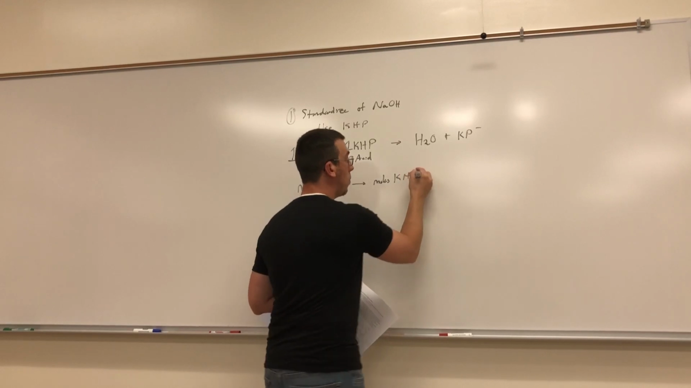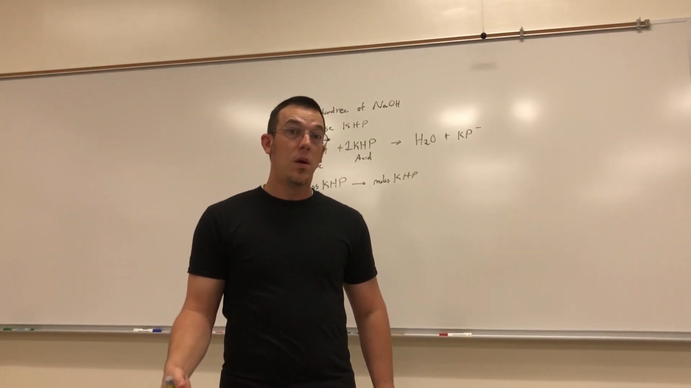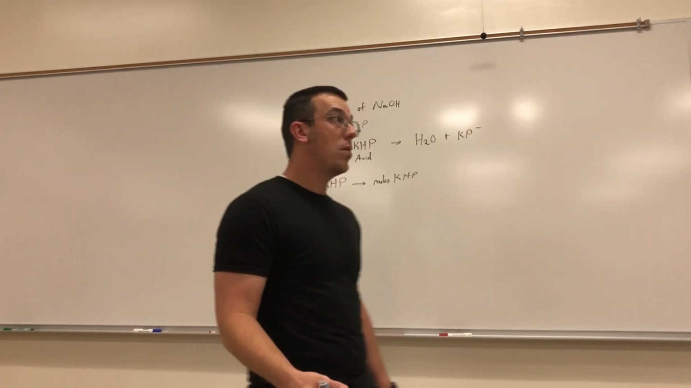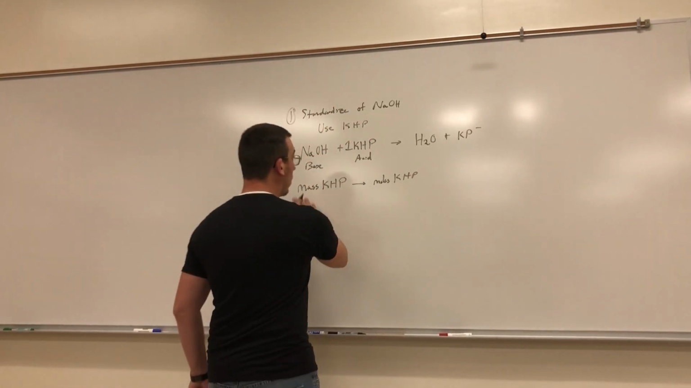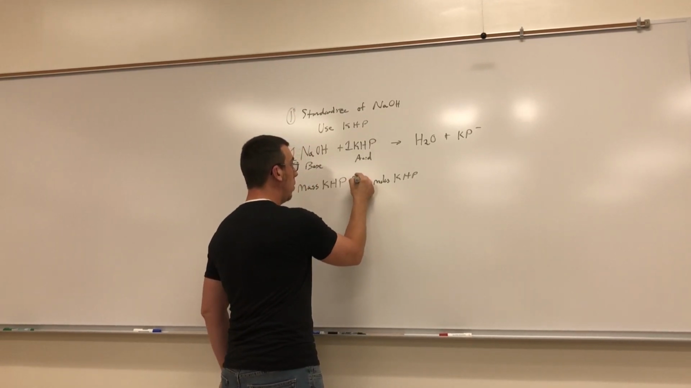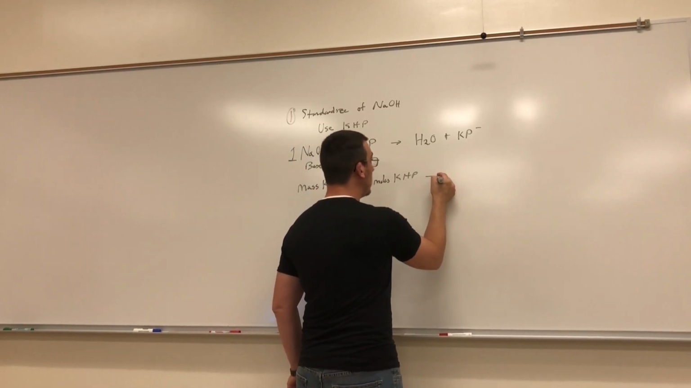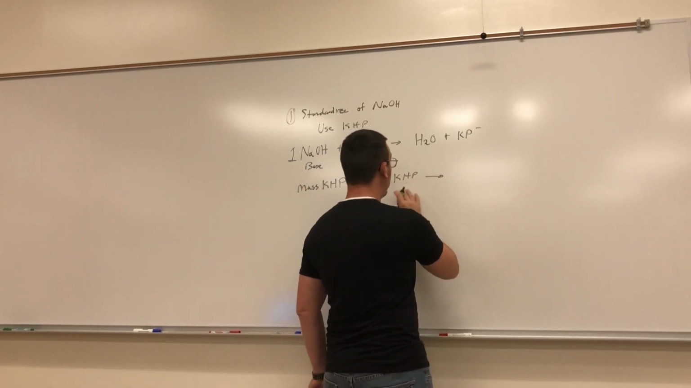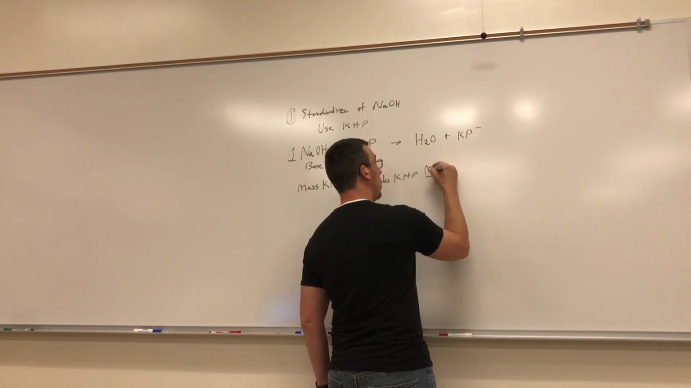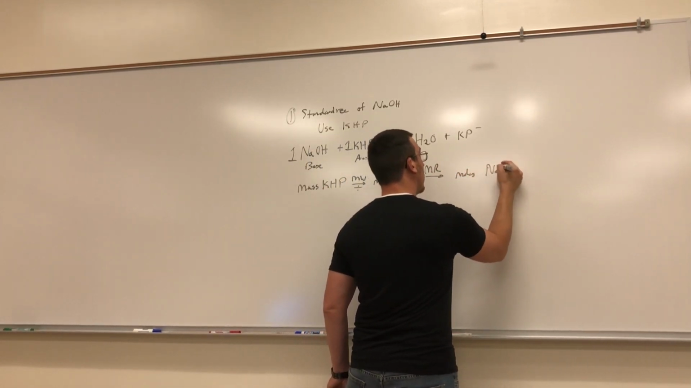Now again, that's why I provided you the bottle so you can look at the formula and know what the molar mass of that compound is. So remember, if you want to go from mass to moles, you're going to divide by the molecular weight of it. All right, so then what you'll do is you'll take the moles of the KHP, you'll use the molar ratio, and you'll solve for the moles of sodium hydroxide.